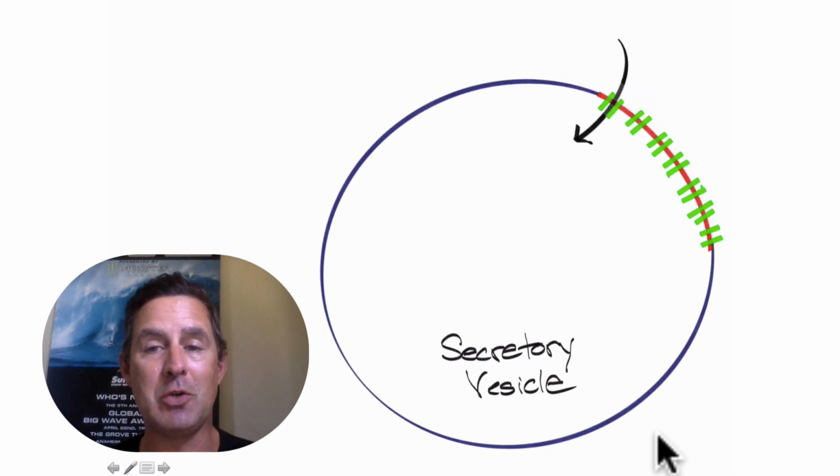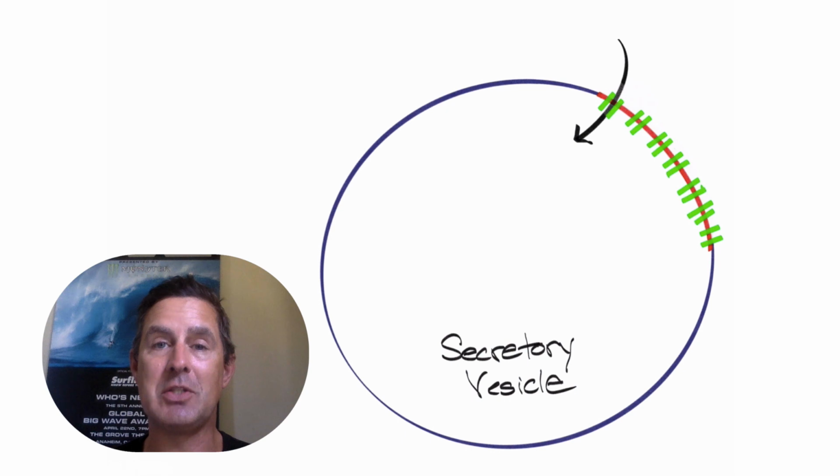That is it for exocytosis. Endocytosis is the exact opposite. It brings entities, molecules into cells.